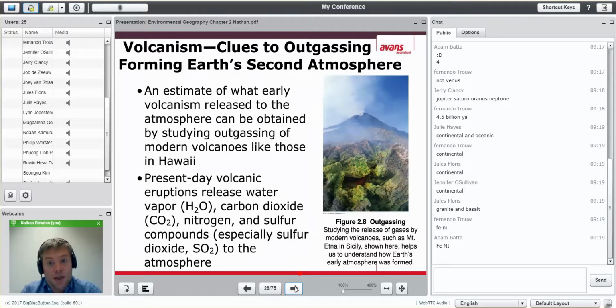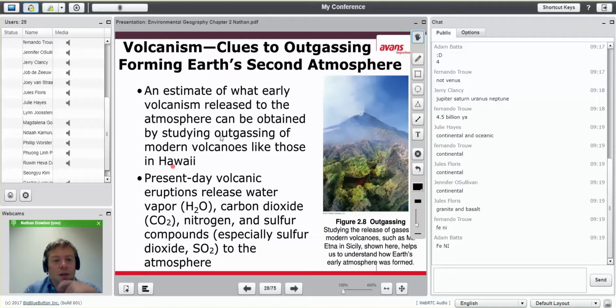And so today we can measure the gases erupting from a volcano, and that's how we can directly measure what is coming from the asthenosphere. It's an estimate of what early volcanism released to the atmosphere, and we look at present-day volcanic eruptions, which release a lot of water vapor, carbon dioxide, nitrogen, and sulfurous compounds, especially sulfur dioxide, to the atmosphere.